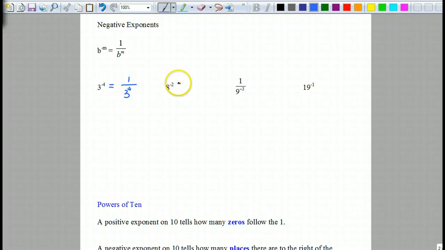So what would this one be? 1 over 8 to the second. Yep, 1 over 8 to the second. Now this one's tricky. It's already underneath the fraction bar, so what do you think it's going to do? 9 to the third. Yep, 9 to the third. So it's opposite of where it's at. If it's already underneath the fraction bar, it's going to move it back to the top. Okay? And then this one is going to be 1 over 19 to the first.